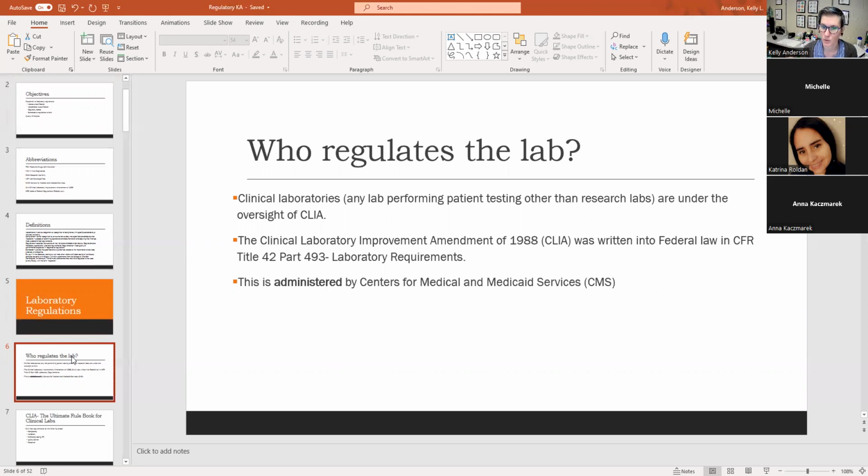CLIA is the Clinical Laboratory Improvement Amendment of 1988. It was written into federal law in the CFR Title 42, Part 493, Laboratory Requirements. And this is administered by the Centers for Medicare and Medicaid Services. So this is why regulatory is so confusing to everyone, because there's laws, there's so many different organizations. Some people have power, some people don't have power. So it's very complicated.